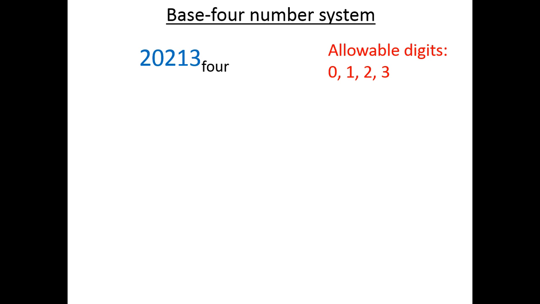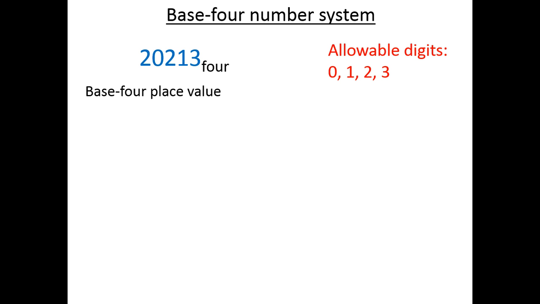If we can talk about a base 5 number system, we can talk about any number base. So what if we have a base 4 number system? What would that look like? Well, that would mean the allowable digits we have that we can use to write numbers are 0, 1, 2, and 3. There is no 4 in a base 4 number system because once we have 4 of something, we group it together.